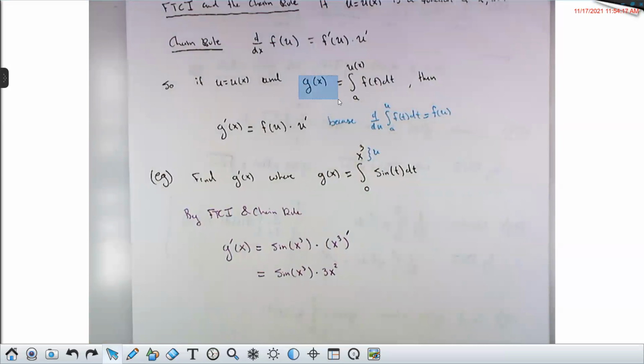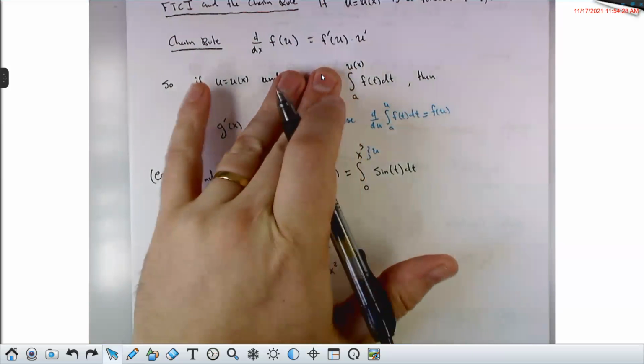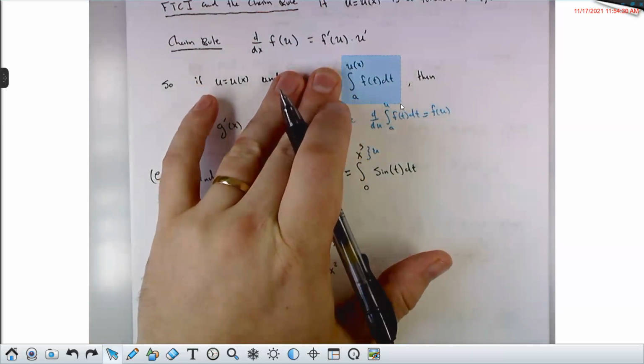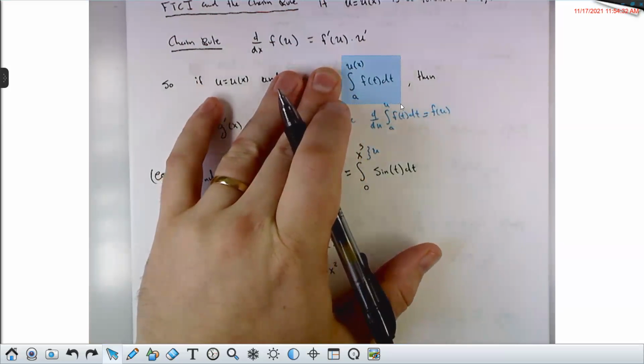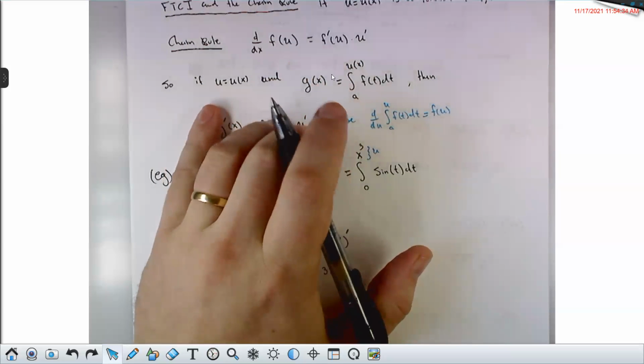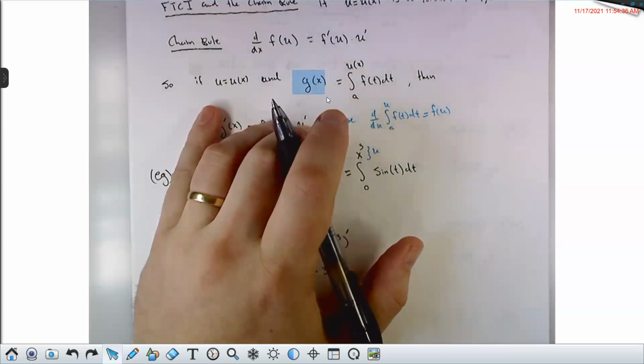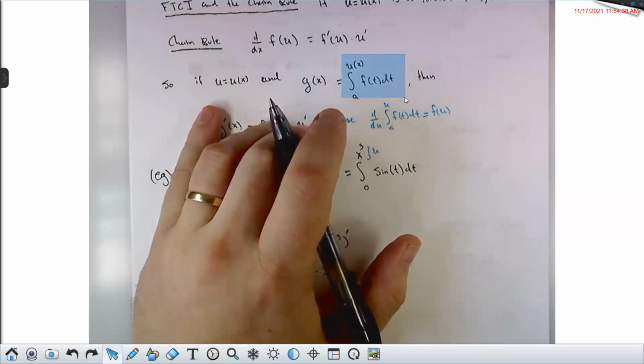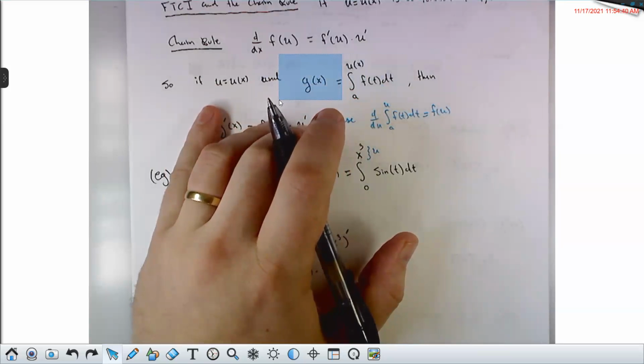So g is the integral from a all the way up to u of x of little f dt. If you prefer to use the operator notation and just say that d/dx of this thing is f of u times u prime, that's fine. But oftentimes we like to label this whole thing as a new function, and we call that new function g.